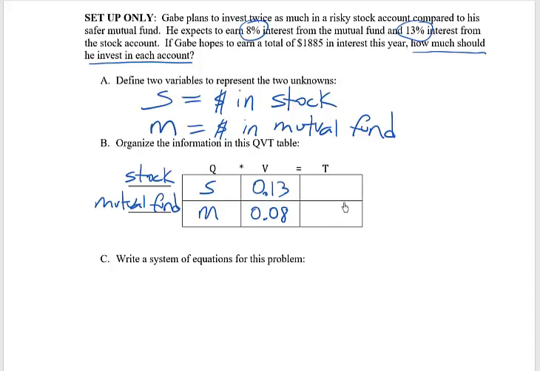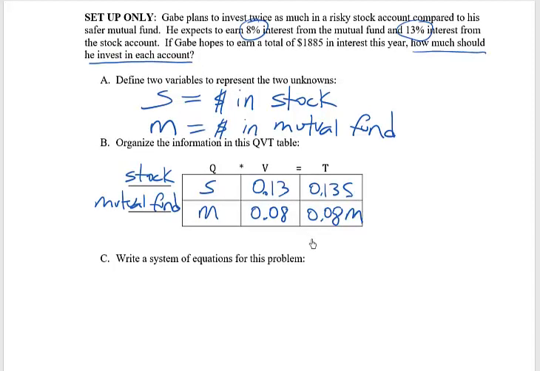Remember, the last box you don't have to put any thought into. You just multiply the first two together. So this would be 0.13s, and this would be 0.08m. I now have all the information filled in, and I can go ahead and start writing equations.